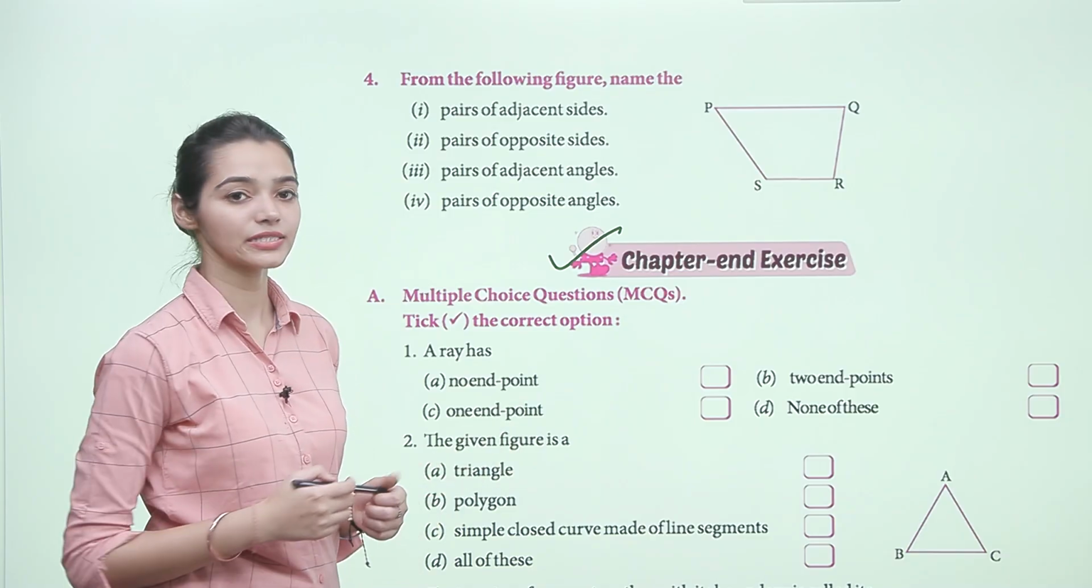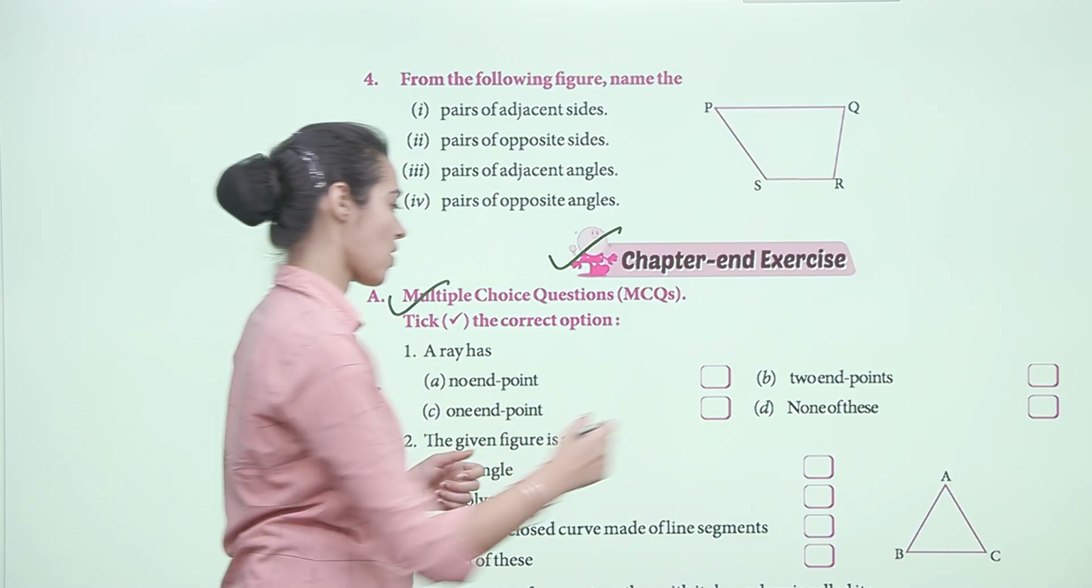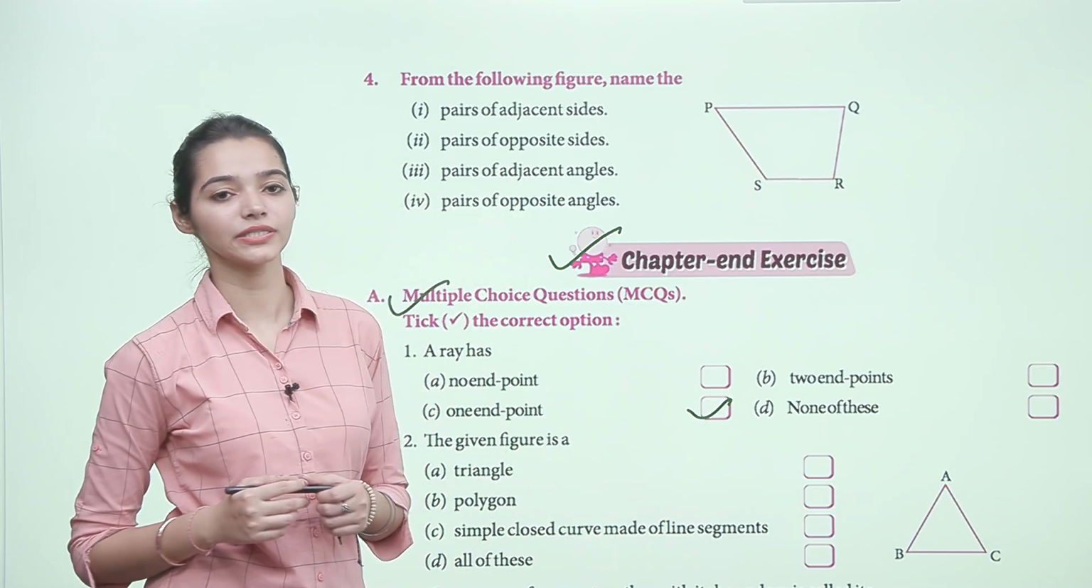Now let's start with the chapter end exercise. Here in the MCQ, we have to take the correct option. A ray has one endpoint. That's how you can complete the remaining part.